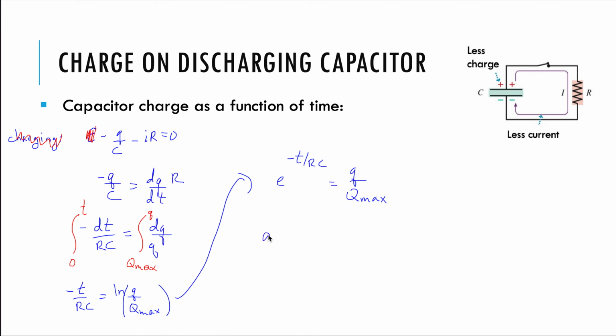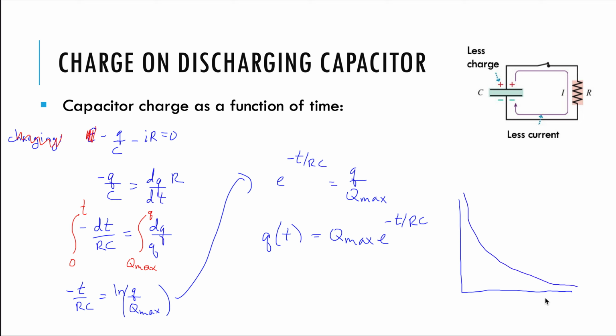This is Q as a function of time. We're going to multiply by Q max on both sides. It's going to equal Q max times e to the negative t over RC. I didn't have a good picture for it, but this is going to look just like what we saw for current when charging a capacitor. We start off with maximum charge, and it's going to decay down to zero charge after a certain amount of time.